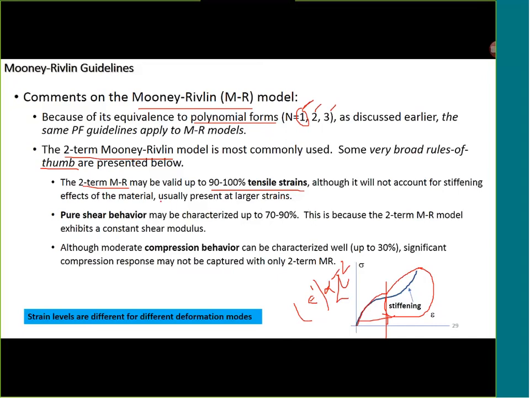This is for the tensile, and for pure shear it can be used up to 90%. For compression, it is good only up to 30%. If you have any component which is undergoing a very large compressive strain, then this is not a recommended material model. But in general, many of the rubber materials are limited to 30% of compression, because many of the design guidelines say the maximum allowable compression is somewhere around 25% or 30%.